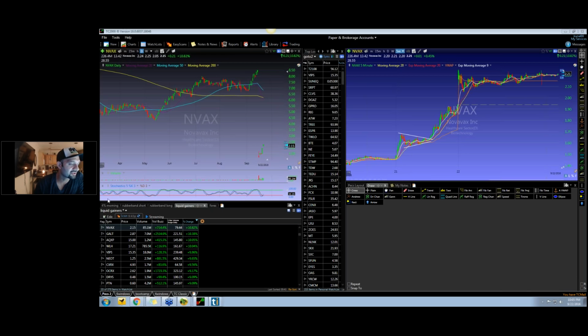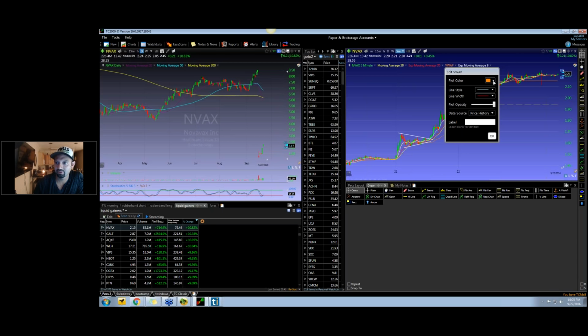Hey, what are my settings for VWAP? There are no settings in VWAP, I don't believe. Mine just says VWAP. So I guess zero.